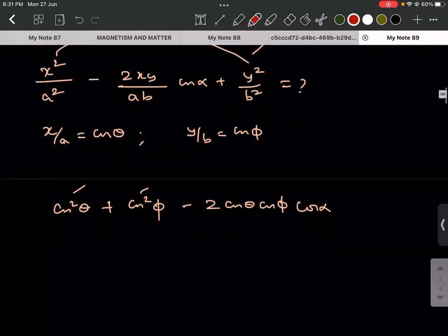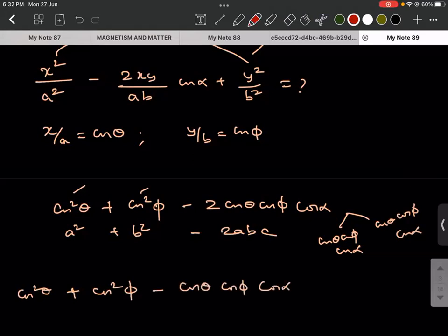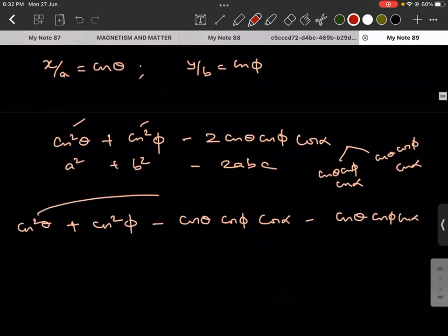Let's do one thing. If this is a square plus b square minus, it is looking something like 2abc. I'm just trying to factorize it. Okay. So if I take cos theta outside, what I will do to this 2 cos theta cos phi cos alpha is I write this as cos theta cos phi cos alpha and another cos theta cos phi cos alpha. So cos square theta, listen to this, just a trial. So cos square theta plus cos square phi minus cos theta cos phi cos alpha minus cos theta cos phi cos alpha. Okay. So in these two things, I will take out cos theta common.